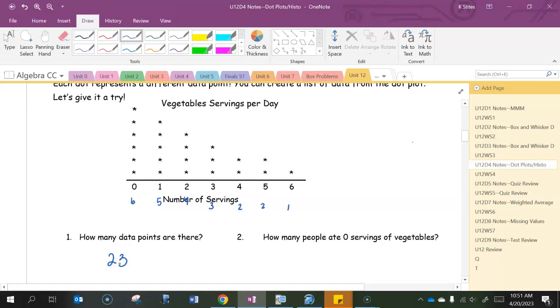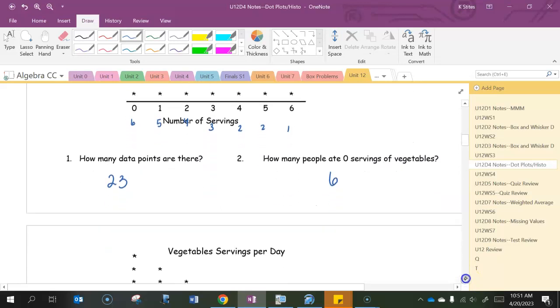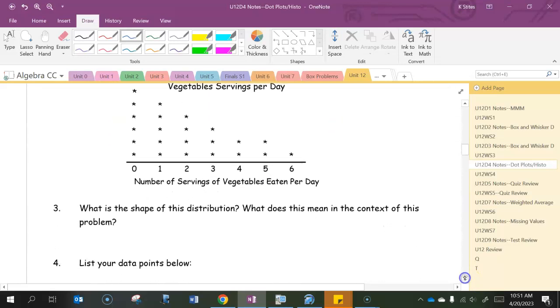And how many people ate 0 servings of vegetables? We're just going to come over to 0, and that is 6 stars. So that is 6 people. Okay. All right, so this is the same dot plot. We're just going to answer a few more questions.